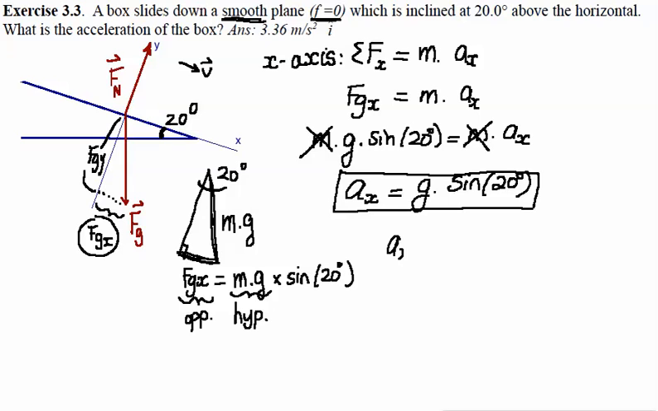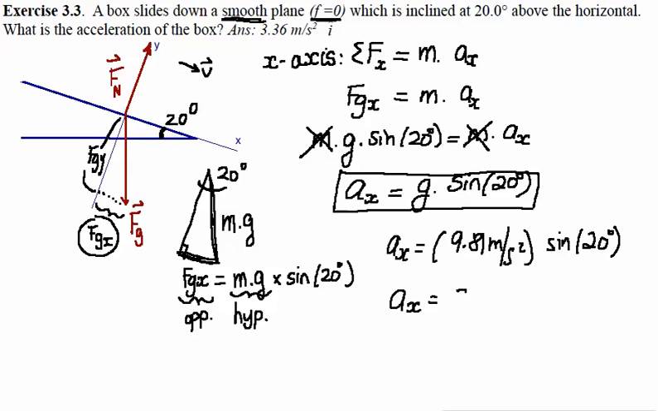You can plug in numbers now. So g is 9.81 meters per second squared. Sine 20 is given by your calculator. And finally, just give me a few seconds to use my calculator, and I found ax is 3.36 meters per second squared.